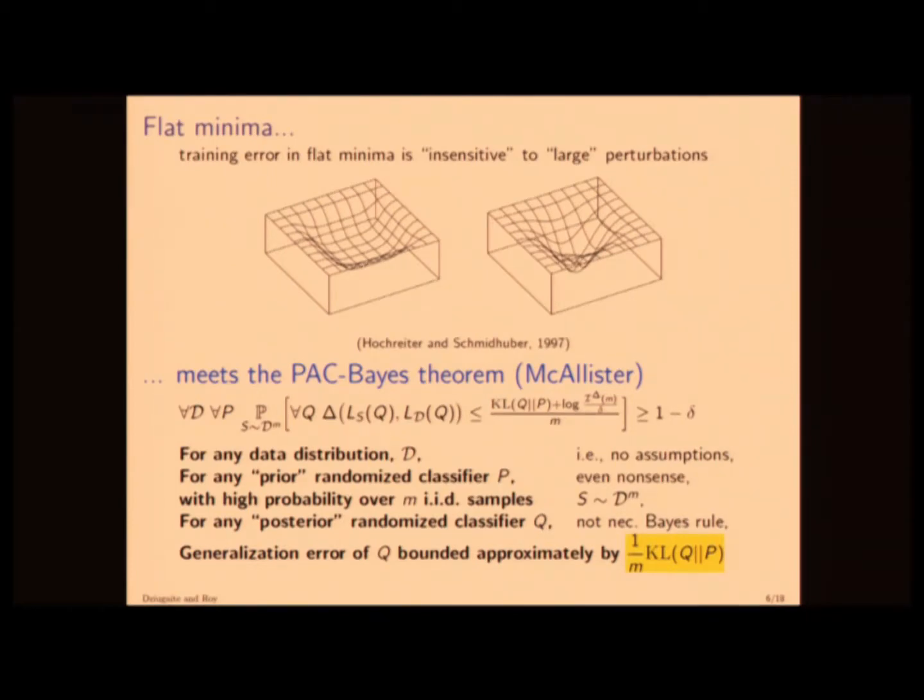This is one that I first saw in a paper by Lever et al. And there are experts in the room, so this is for the non-experts. The PAC-Bayes theorem is telling me that for any data distribution D, for any prior randomized classifier P, and this is a prior in a nuanced sense, it can be nonsense, but that's the essential power of PAC-Bayes. It doesn't have to be a subjective prior. So for any prior randomized classifier P, with high probability over M IID samples, for any posterior randomized classifier Q, not necessarily one computed by Bayes' law, the generalization error of this randomized classifier Q is bounded in terms of the KL divergence between Q and P. Well, that's the essential term that I care about.